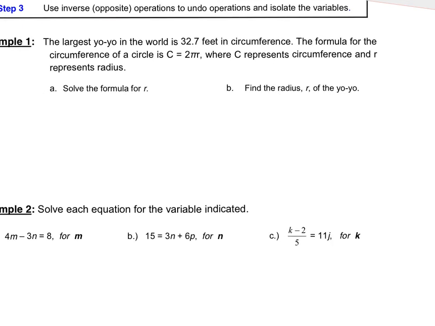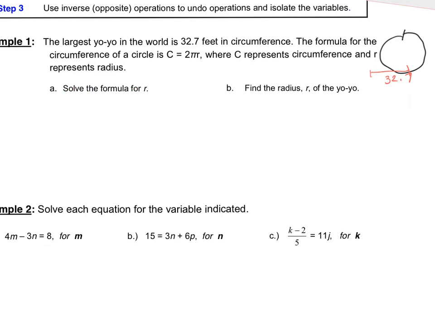The largest yo-yo in the world is 32.7 feet in circumference. That's huge. That means that the distance around the whole yo-yo is 32.7 feet, if you were to stretch that out into a string. The formula for the circumference of a circle is 2 times pi times the radius, or diameter times pi, because 2 radii is 1 diameter. Solve the formula for r.